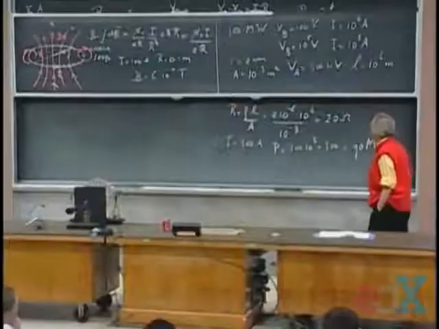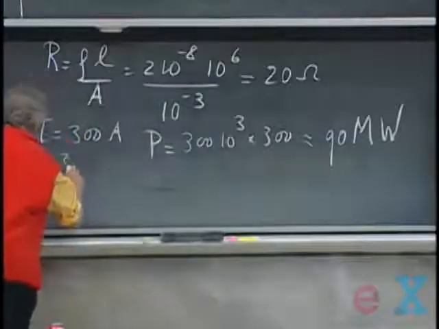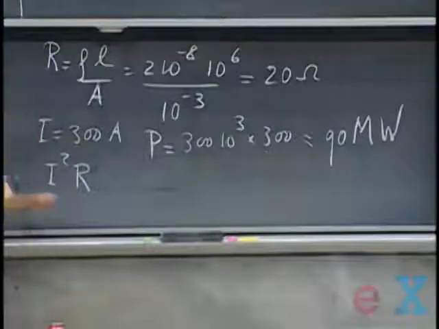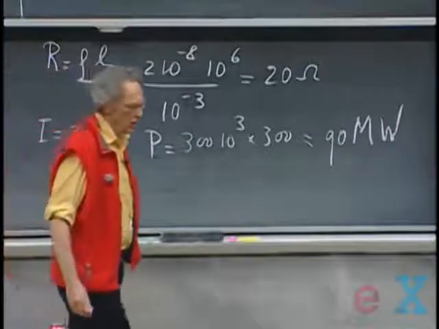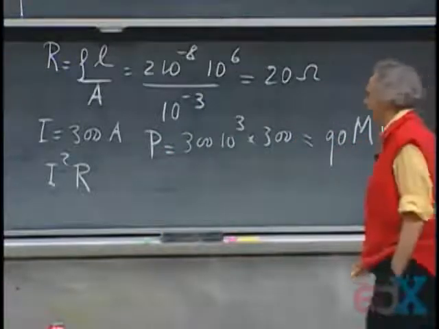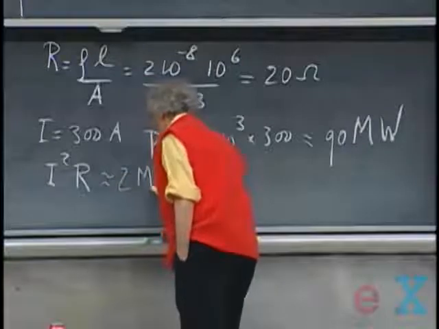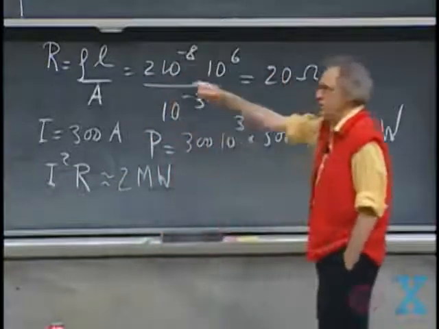So you can calculate now what the loss is. The loss is I squared R. You know R is 20 ohms. You know I is 300 amperes. And so you'll find now that you have about 2 megawatt loss. That's not bad, 2 out of 90. So you have about 2% energy loss in transportation.